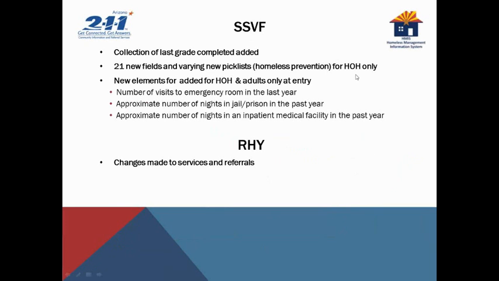There are 21 new fields and varying new PIC lists for the homeless prevention project types to be answered on the head of households only. New elements were added for the head of household and adults only to be recorded at entry. The number of visits to an emergency room in the last year, approximate number of nights in jail or prison in the last year, an approximate number of nights in an inpatient medical facility in the last year. For RHY project types, minor changes have only been made to the services and referrals PIC list.